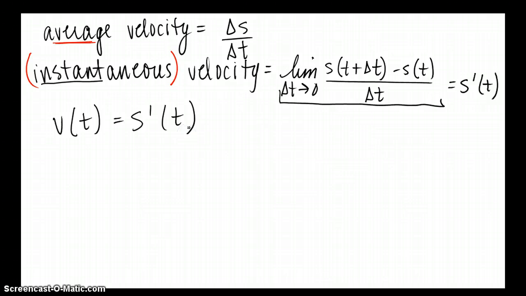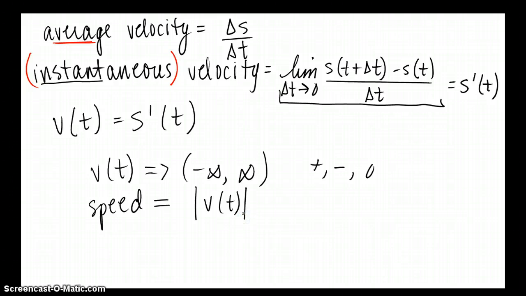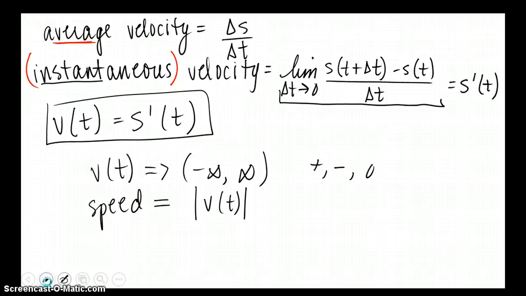Again, I know not everybody's in physics, but velocity can be any real number. Okay, velocity can be positive, velocity can be negative, velocity can be 0. When you're asked about the speed of a particle or a function, the speed can never be negative. So the speed is always the absolute value of the velocity. All right, so let's use this relationship. The velocity is the derivative of the position function.